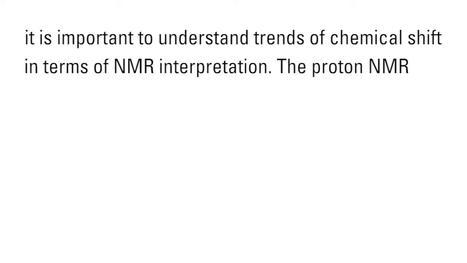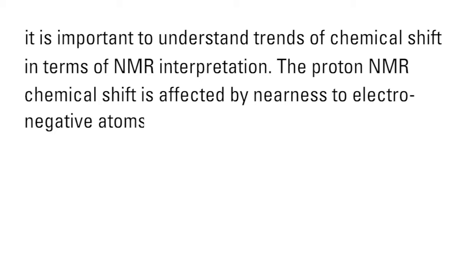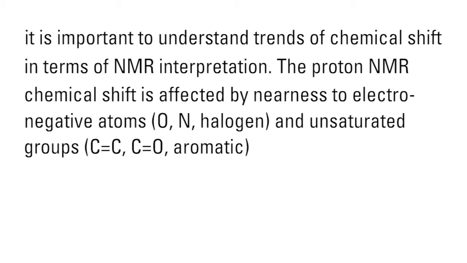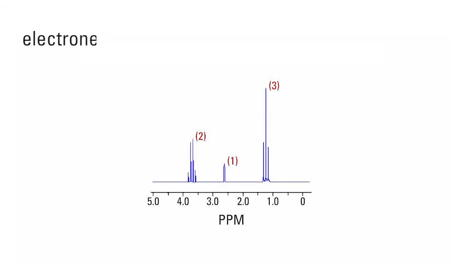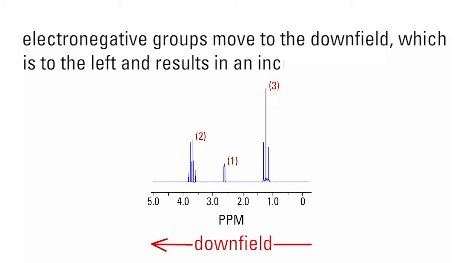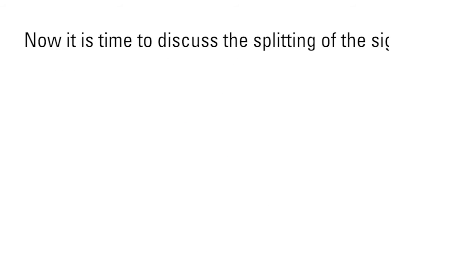It is important to understand trends of chemical shift in terms of NMR interpretation. The proton NMR chemical shift is affected by nearness to electronegative atoms (oxygen, nitrogen, halogen) and unsaturated groups (carbon double bonded to carbon, carbon double bonded to oxygen, and aromatic). Electronegative groups move signals downfield, which is to the left, and results in an increase in ppm. In our case, the CH2 group is closer to the oxygen directly attached to it, so its signals are shifted to the left.